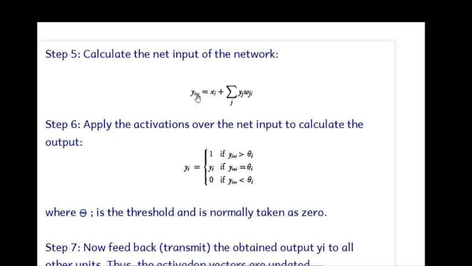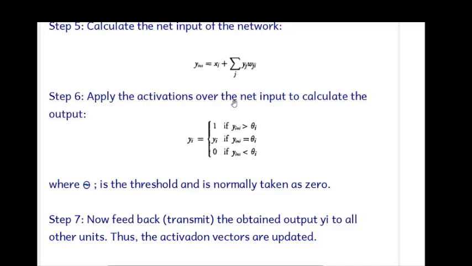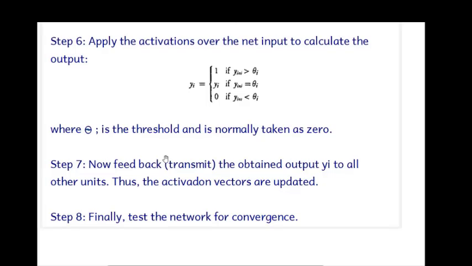We turn on the inputs for the various training sets, and we calculate the total input: yin i equals xi plus the sum of yj times wji, where the yj term is the feedback we are getting. Now we apply the activations such that yi is 1 if this input is greater than a particular threshold value, stays the same if yin equals theta i, and is 0 if it is less than theta i. So theta is the threshold.